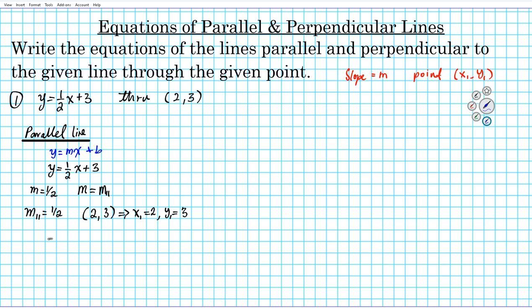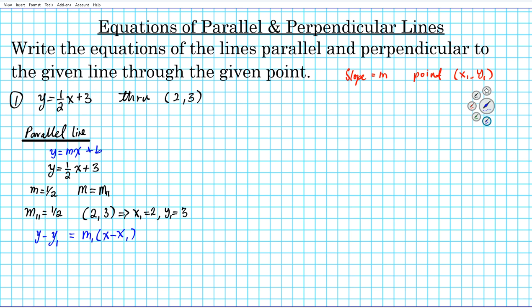That's given by y minus y1 equals m times x minus x1. All right, y minus y1 equals m times x minus x1. This is known as the point slope form of the equation of a line. All right, so we have the point and the slope, so we're just going to plug them in here.